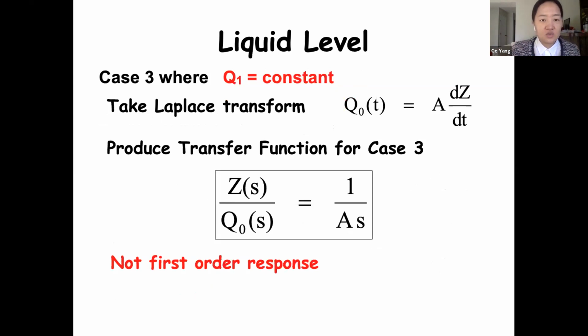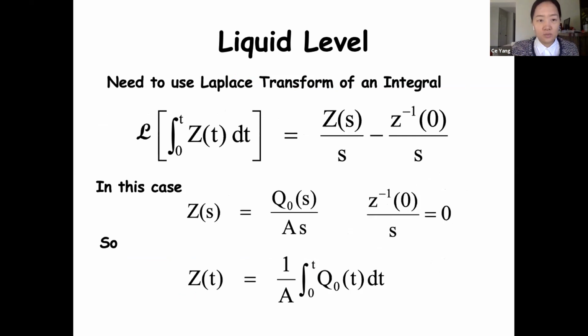And the third case is when the Q1 is constant. Then we can take the Laplace transform and then produce the transfer function for case 3, which is ZS over Q0S equals 1 over AS. But in this case, it's not a first order response, which means we need to use integral in Laplace transform. And you can see the details in the course packet for the solution. So in the end, we get ZT equals 1 over A integral 0 to T Q0T.